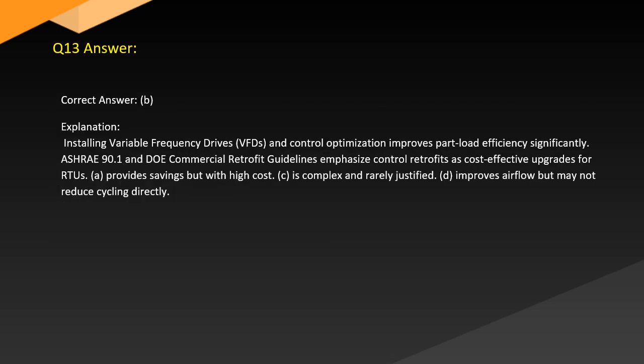Answer. Correct answer: B. Explanation. Installing variable frequency drives, VFDs, and control optimization improves part load efficiency significantly. ASHRAE 90.1 and DOE commercial retrofit guidelines emphasize control retrofits as cost-effective upgrades for RTUs. A. Provides savings but with high cost. C. Is complex and rarely justified. D. Improves airflow but may not reduce cycling directly.